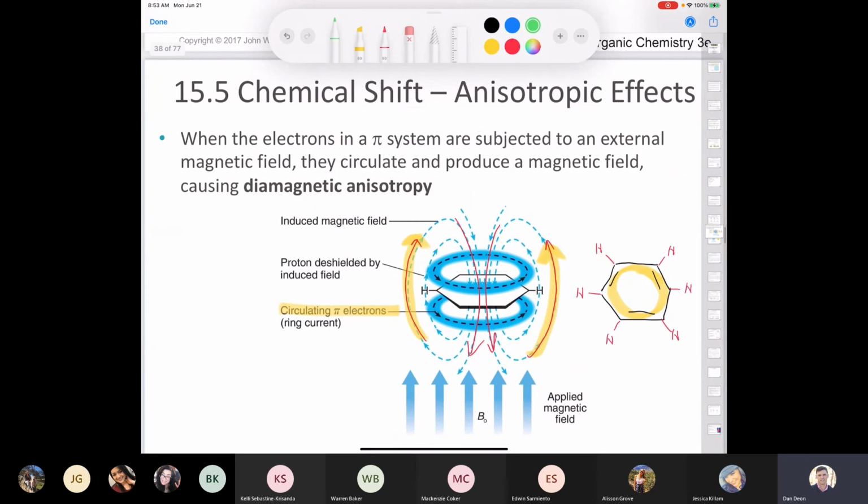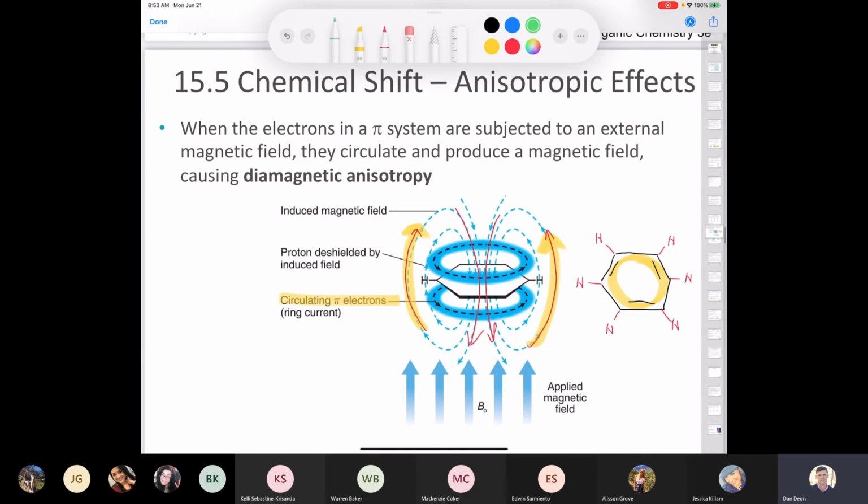And then the whole idea behind anisotropic effects, diamagnetic anisotropy. Our book goes into a little more detail about diamagnetic anisotropy, and I'll just throw this out there. It's not in my slides. I'm not going to ask you about it directly, but there's a really cool example, and it's called 14-annulene. And if you look at the magnetic field produced by the induced magnetic field in 14-annulene, you have protons on the outside of the ring, and then you have protons on the inside of the ring.